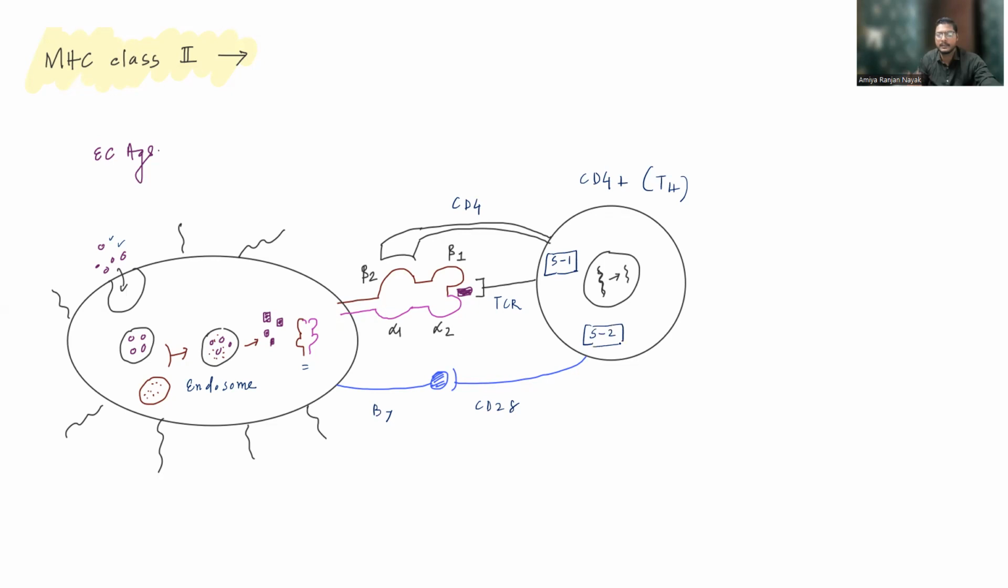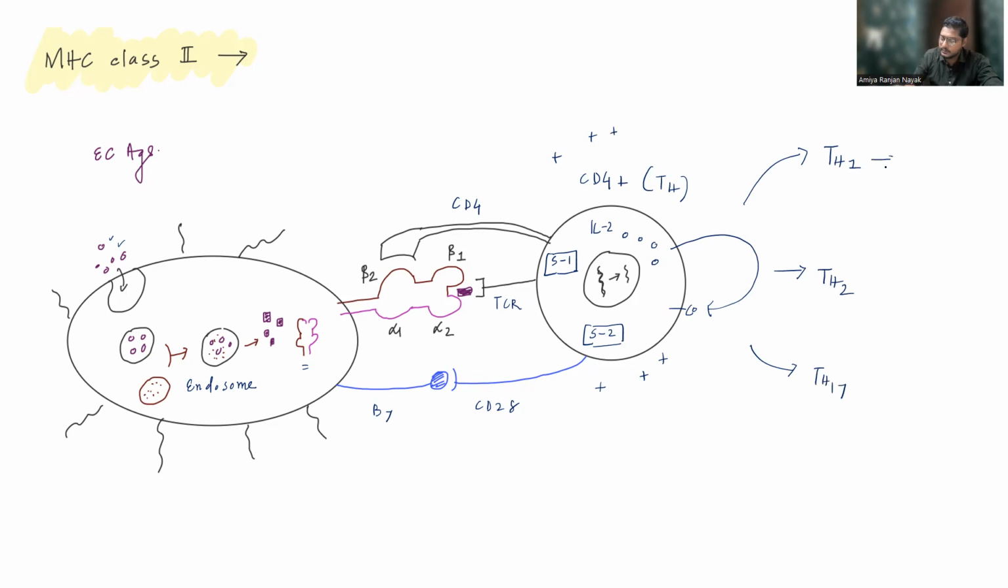Both these signals will activate the CD4 positive T cell, and they are going to produce various products. One of the important cytokines is interleukin 2. This interleukin 2 has an autocrine function, so it acts upon the same cell and causes proliferation of this CD4 positive T helper cell. After this proliferation, they can differentiate into various lineages: the TH1 lineage, TH2 lineage, or TH17 lineage.